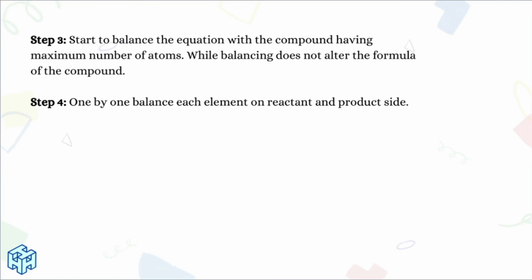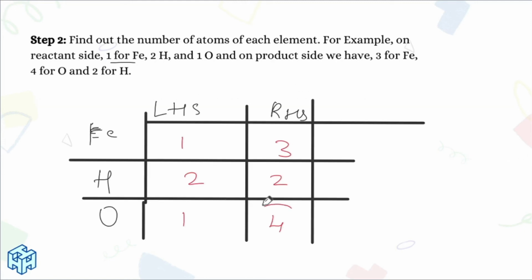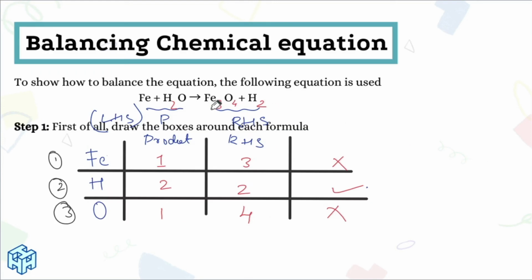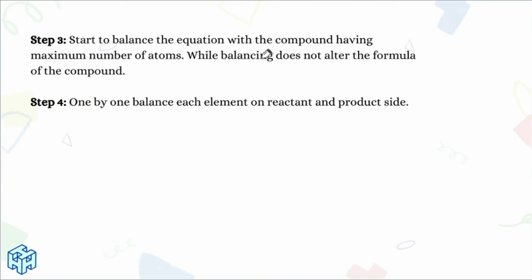Ready. Now, the next step is to start balancing the one having the maximum number of atoms. Which has the maximum number of atoms in this equation, sir? This guy, because 4 plus 1, 5. Let us balance him. In RHS we have 4 elements. So we need 4 elements here also. So how to make 1 as 4? Simple.